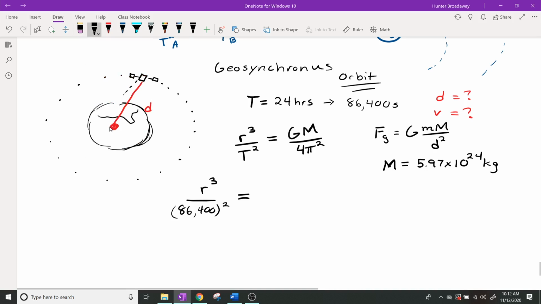You don't know what the radius of the Earth is? Wait a minute. We'll need that later. Let's just focus on this expression first.